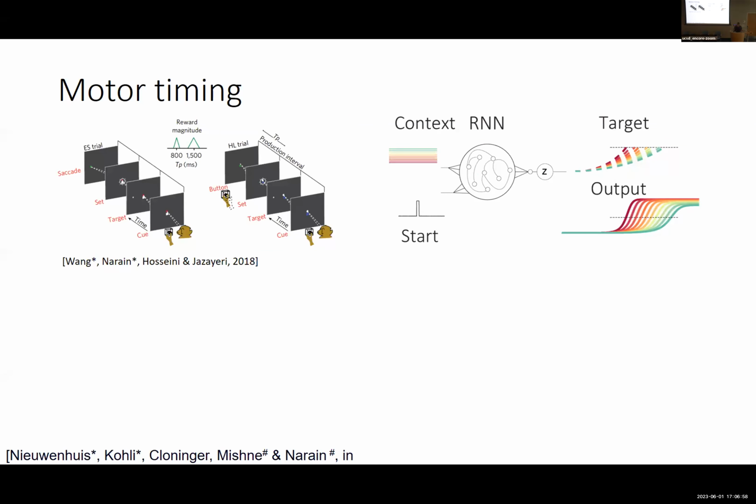So all of that was synthetic data. I promised you that this would be a talk about neuroscience, so let's move on to the neuroscience data. This is a task developed in the Jazayeri lab. It's called a motor timing task.